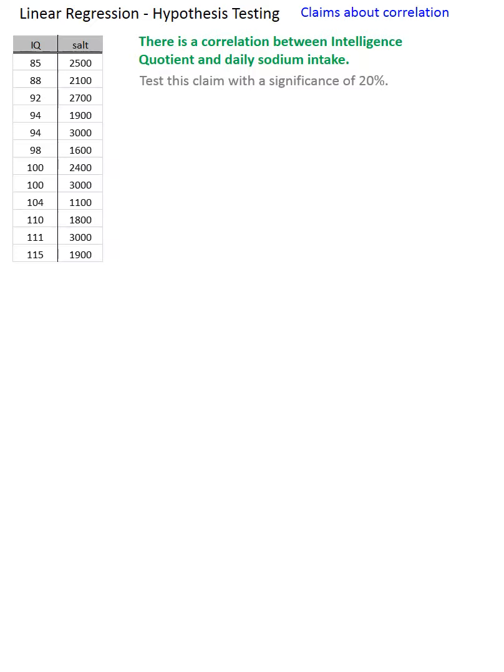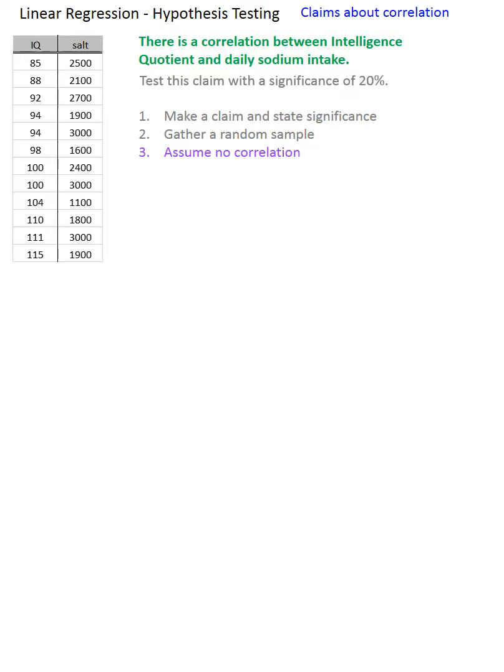Here's our last example. Suppose there's a claim that there's a correlation between intelligence quotient and your daily sodium intake. We want to test this claim with a 20% significance, setting the bar real low. Here's the collected data. It shows different people, each with an IQ ranging from 85 to 115, and it shows their sodium intake in milligrams per day.